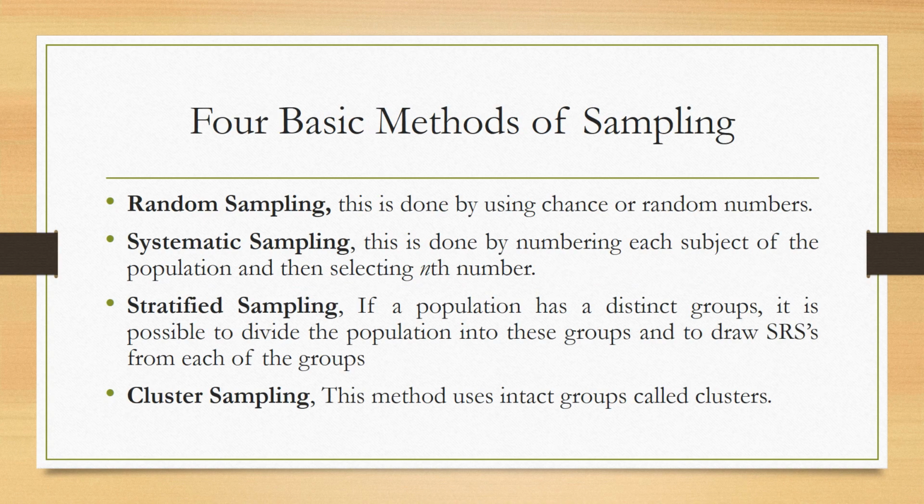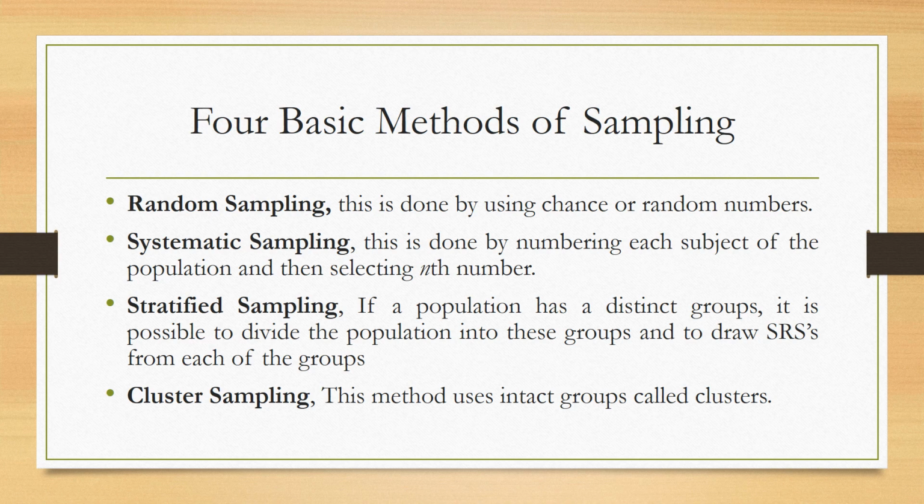So we have four basic methods of sampling. The first is random sampling. Alam naman natin na ito yung madali dahil ito ang madalas nating nagagawa. This is done by using chance or random numbers. Like recitation. Kapag ang prof ay pumipili ng estudyante, like kunyari sa index card, bubunot, random lang siyang magpipili.